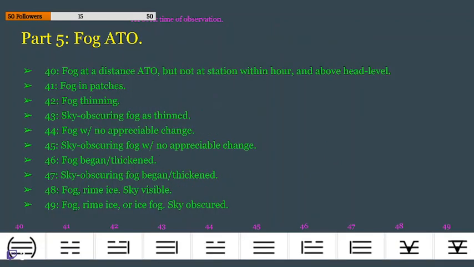30 through 39, you know what's up next? 40 through 49, baby. This all has to do with fog.